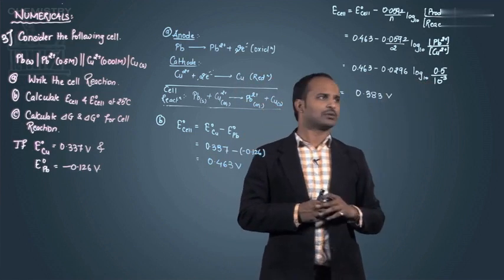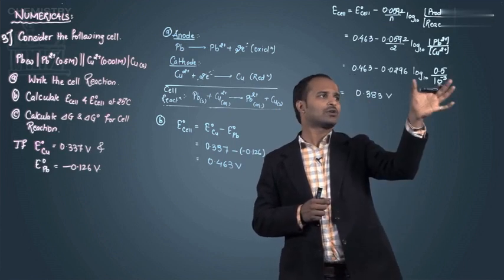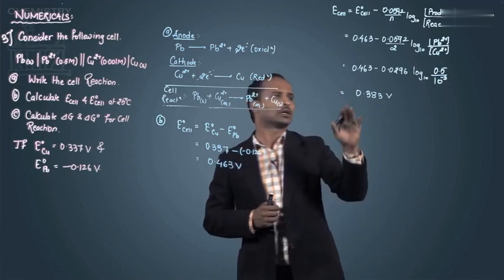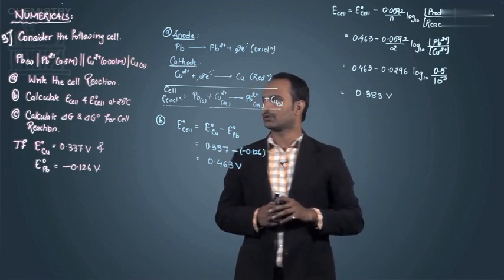log of 5000, multiply. If the log is given in a formula, then its anti-log is not taken. So log of 5000, whatever you get, multiply it with 0.0296. After calculation, you will get 0.383 volt. That means we completed the second part also.